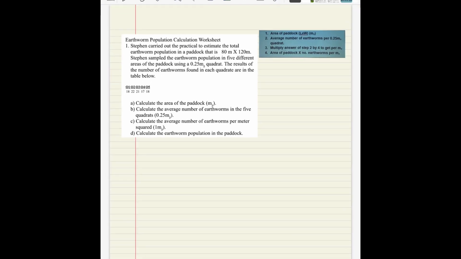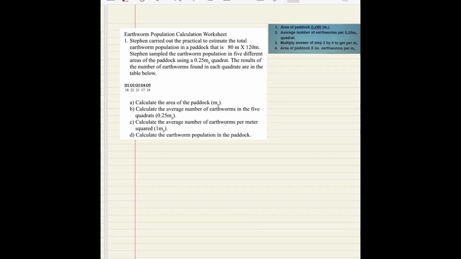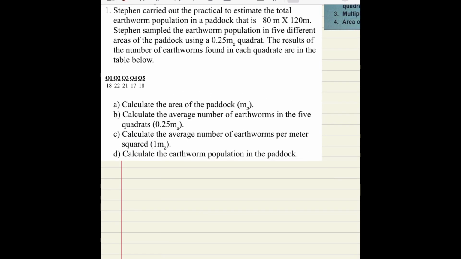Right. So Stephen carried out the practical to estimate the total earthworm population in a paddock that is 80 metres by 120 metres. Stephen sampled the earthworm population in 5 different areas of the paddock using a 0.25 metre quadrat. The results of the number of earthworms found in each quadrat are in the table below. So we have quadrat 1: 18, 22, 21, 17, 18.